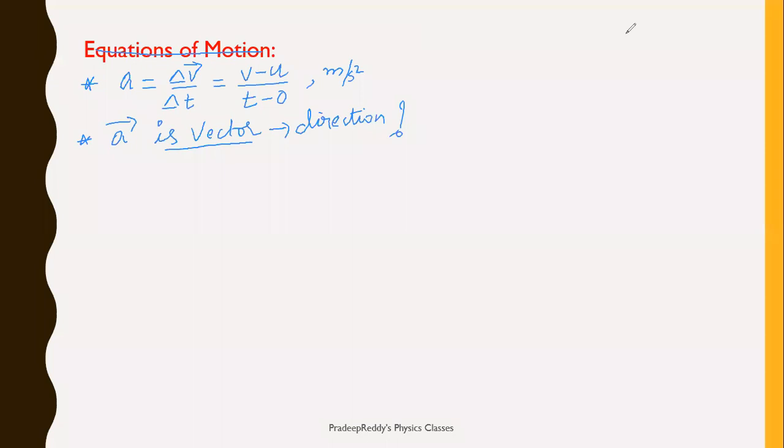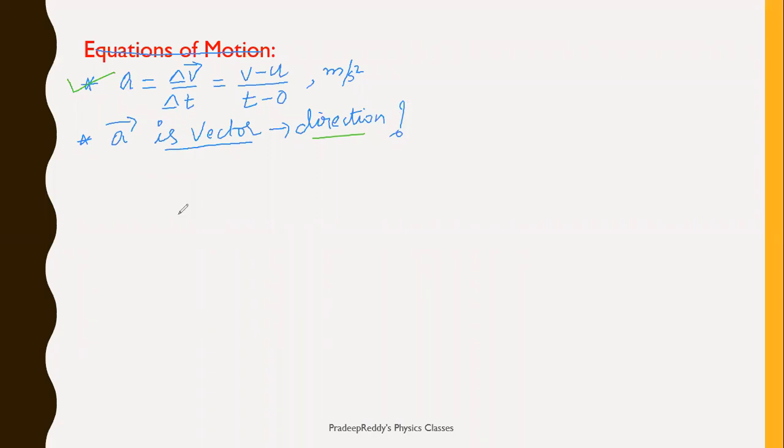Students, we have already learned this part. a is equal to delta v divided by delta t, which is v minus u by t minus 0. And the unit of acceleration is meter per second square. And a bar, acceleration, as I am telling, is a vector quantity, so it should have some direction, right? In which direction will acceleration be there?